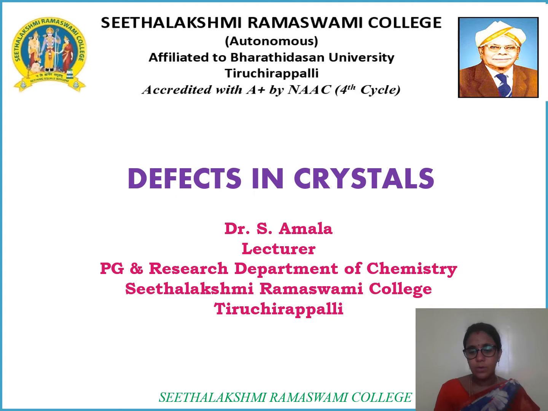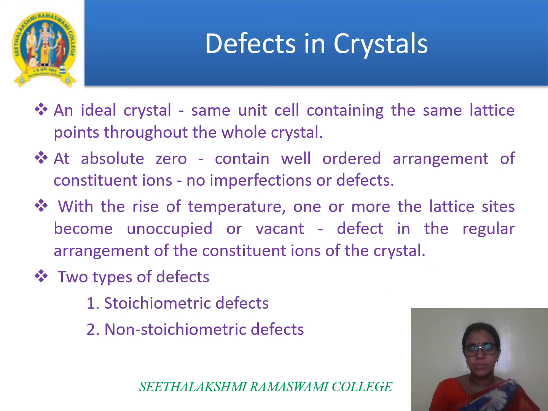I am going to discuss defects in crystals. An ideal crystal is defined as one with the same unit cell containing the same lattice points throughout the whole crystal. At absolute zero, most ionic crystals contain a well-ordered arrangement of constituent ions. Hence, there are no imperfections or defects. But with the rise of temperature, one or more lattice points become unoccupied or vacant, which leads to defects in the regular arrangement of constituent ions of the crystal.